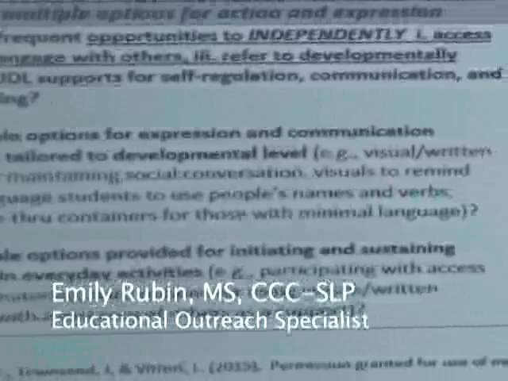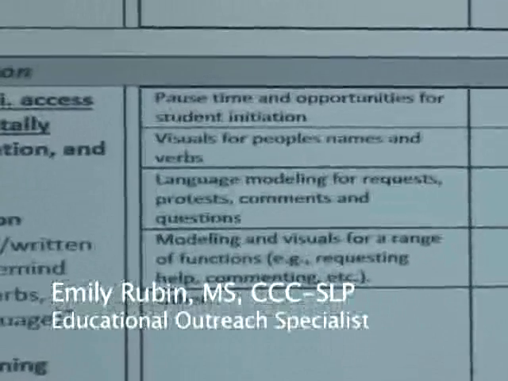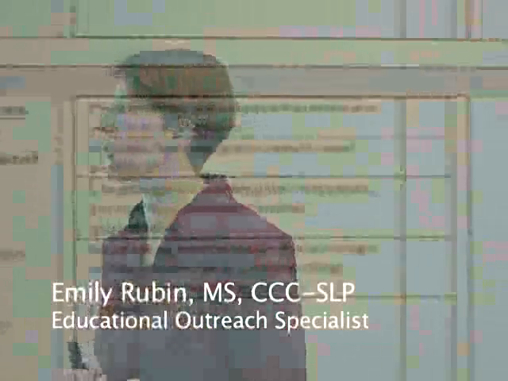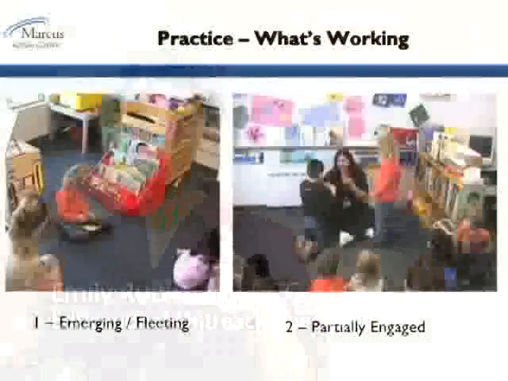So have we provided visuals for people's names for him? And I'm going to check that off. We gave him his own personal name, and it really worked. We saw him go from emerging fleeting to partial engaged. So having a visual support for this particular student was helpful. What we want to see is, when we go back to the image of him, that he's only at emerging fleeting or partially engaged.